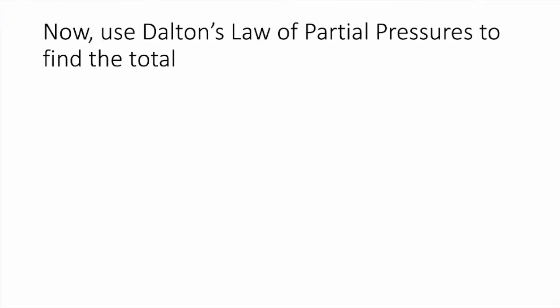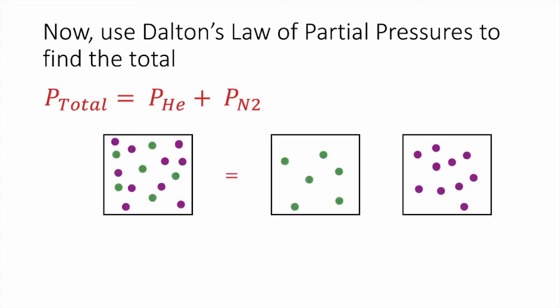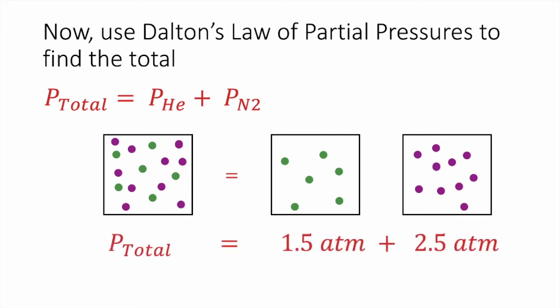If we add up our partial pressures of helium and of nitrogen, we're going to get the total pressure, and that's what we want. Here's a diagram of what this would look like, where we have all of our gases in the final container, and each of them exerts a certain amount of pressure in the container. Our P total will be 1.5 atmospheres plus 2.5 atmospheres, and that will give us 4.0 atmospheres of pressure in the container once both of the gases have been combined.